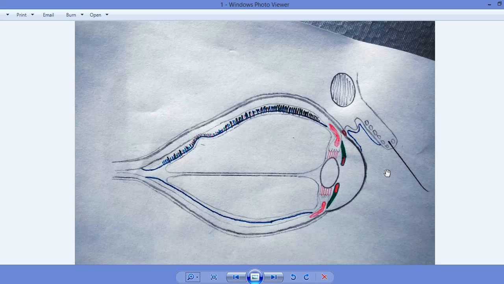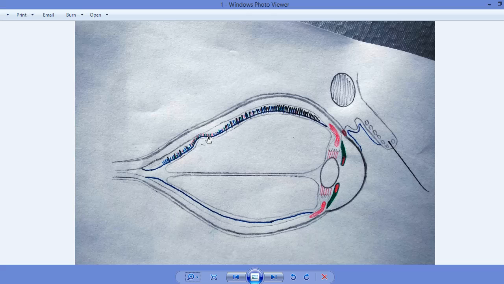So the reflection of that object will fall on this cornea, and that will travel through the cornea into the aqueous humor. From the aqueous humor, that reflection will go through the pupil into the lens. From the lens, that will travel towards the vitreous humor. From the vitreous humor, that image or that reflection will fall on the retina. This is the retina, which is responsible for the vision, which contains photoreceptors.